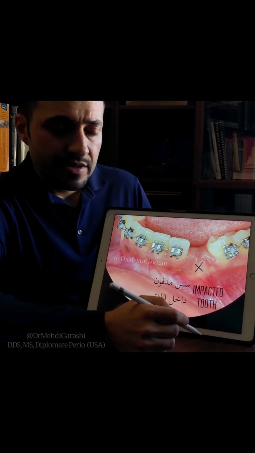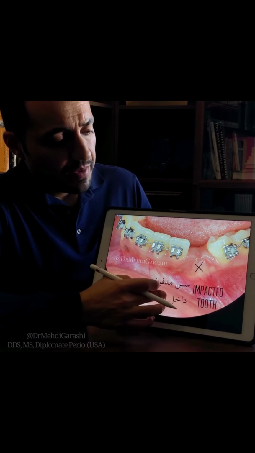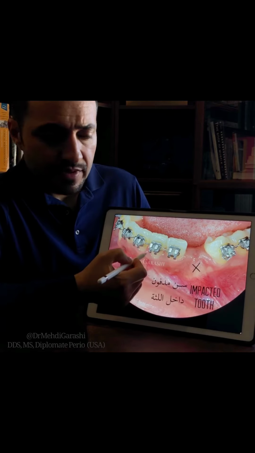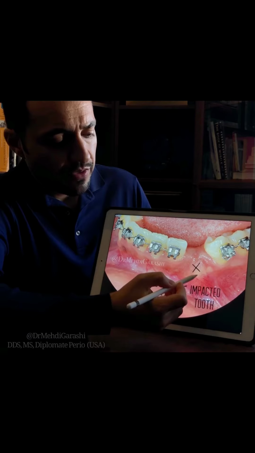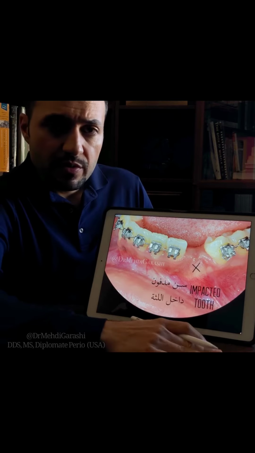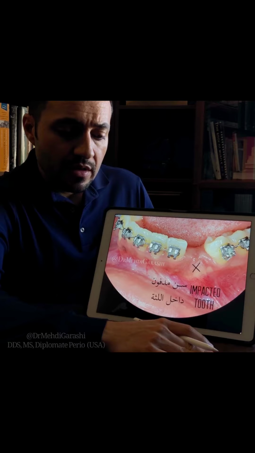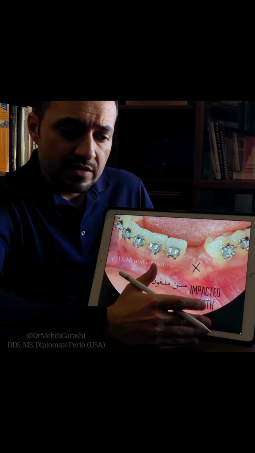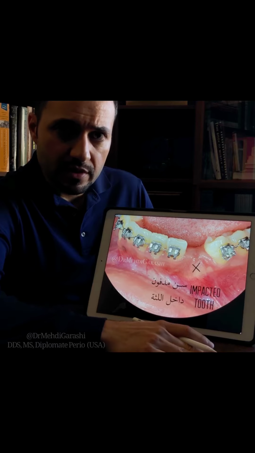Okay, let's start discussing this case in English. We have a patient that's undergoing orthodontic treatment, and we have an impacted tooth in this location. With regards to impacted teeth, it's very important that these cases are treatment planned with the orthodontist.